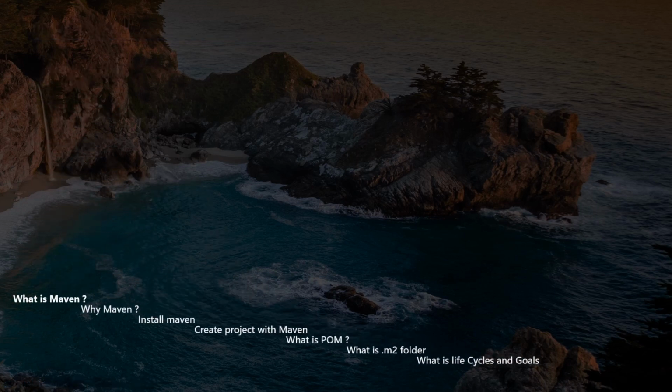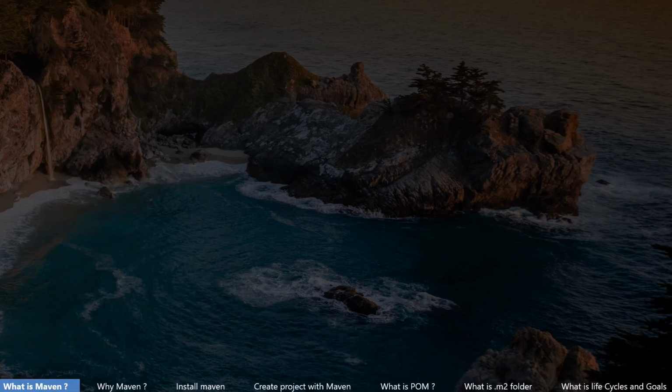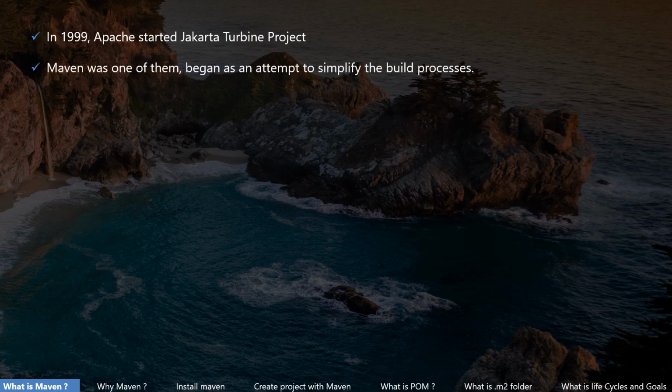So what is Maven? First of all, history as always, because I like history and it makes everything interesting. So in 1999, Apache started Jakarta Turbine project to manage open source project on Java platform. And there were so many different projects, sub-projects in it, and Maven was one of them. And it began as an attempt to simplify the build process. And normally there are build tools for that. So now new question is, what is this build tool?